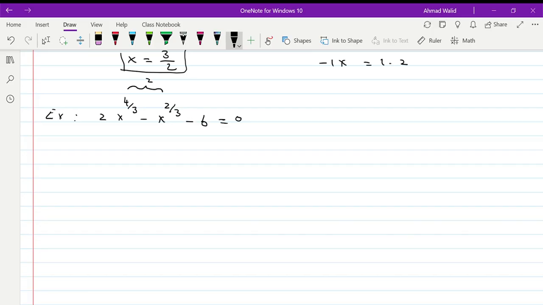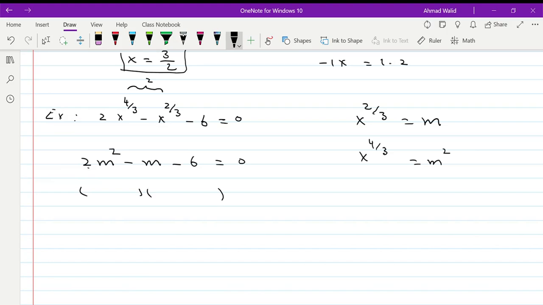Then name your x to the power of 2/3, for example, m or t. Then x to the power of 4/3 becomes m squared. Change it to quadratic. Then I'll end up with 2m squared minus m minus 6 equal to 0. Correct? Factor out. Possible factors of 2 is 2 and 1. Here m and m. Correct? Of course, we will not write 1m. I'll change it to m.